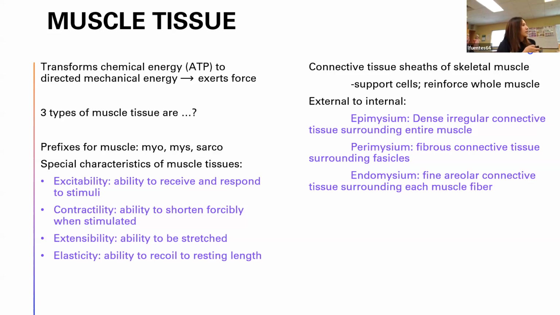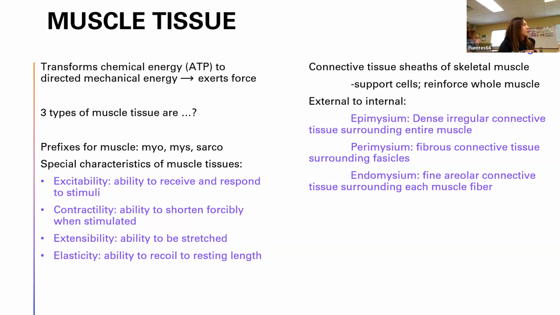Anytime you see myo, mys, or sarco, we are talking about muscle. These are the prefixes for muscle. And then the 4 special characteristics of muscle tissues you're going to want to know: excitability, contractility, extensibility, and elasticity. On the exam, it may ask you to match them. So given the definition, you need to match the word to it, or a blank is the ability to receive and respond to stimuli, excitability. So just make sure you know the definitions.